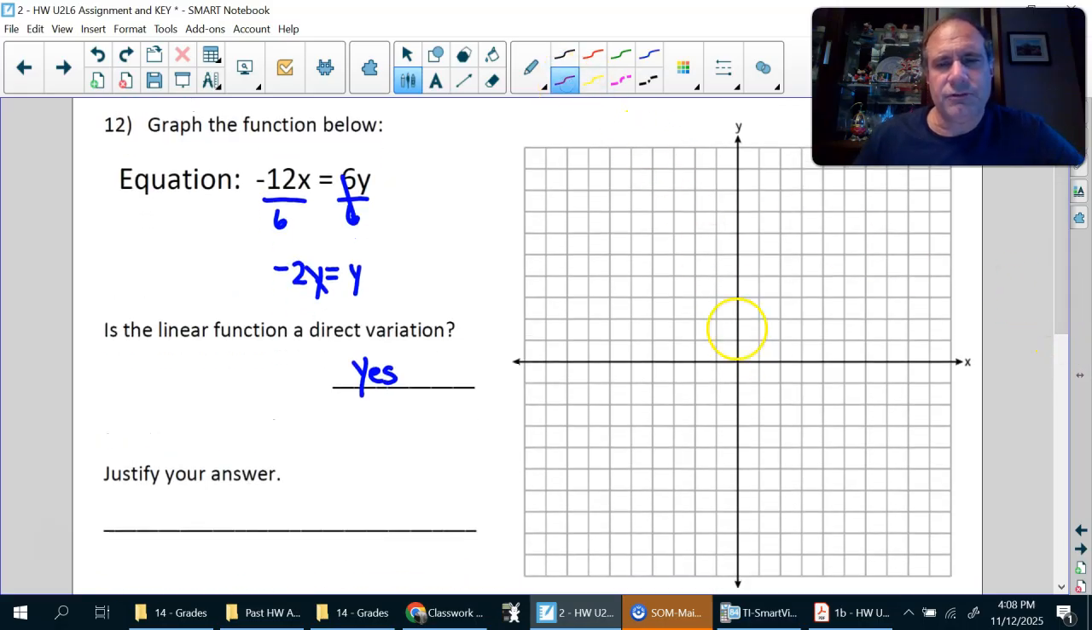We are going to graph 0, 0 as a first point, because the b equals 0, and the m is negative 2 over 1. That is down and to the right. So down 2 to the right 1, down 2 to the right 1. Yes, this is a negative slope.